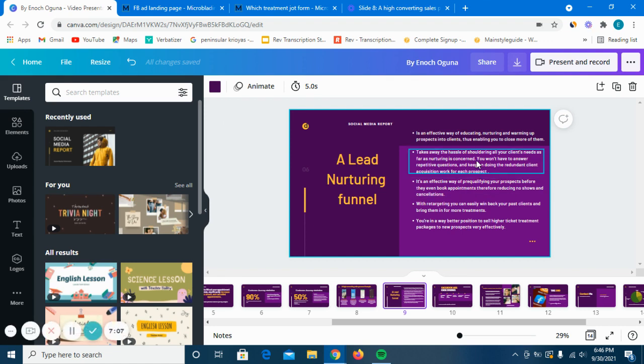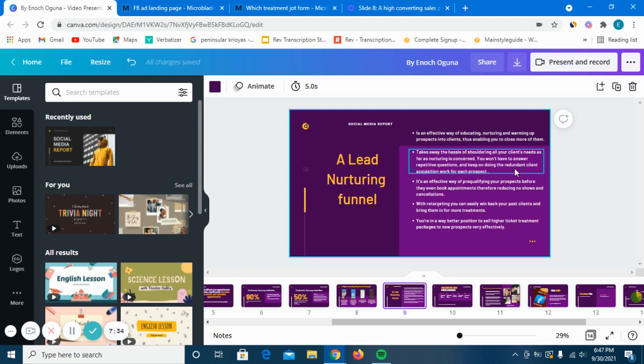So it takes away the hassle of shouldering all your clients' needs as far as nurturing is concerned. You won't have to answer their questions. You won't have to show them all the social proof manually. You won't have to do all these things by yourself per client. You won't have to answer repetitive questions and keep doing the redundant client acquisition work for each prospect, right?